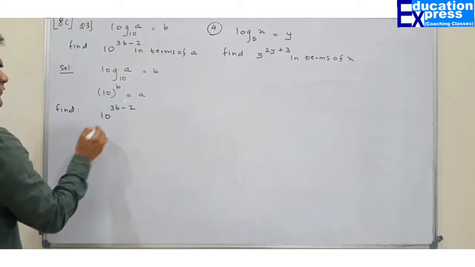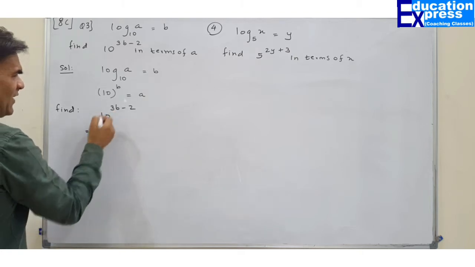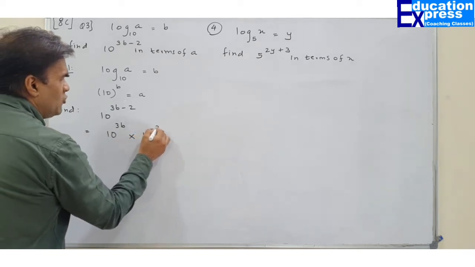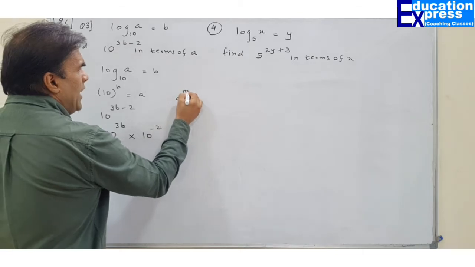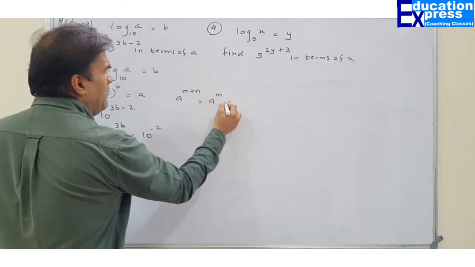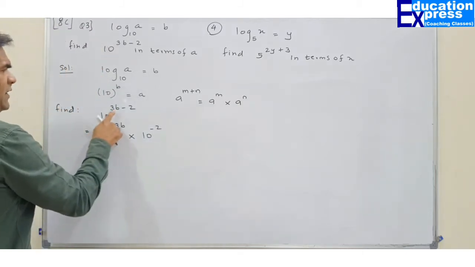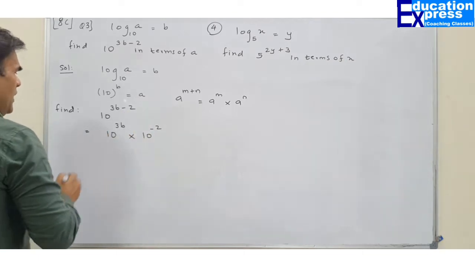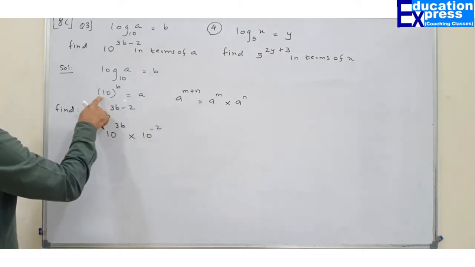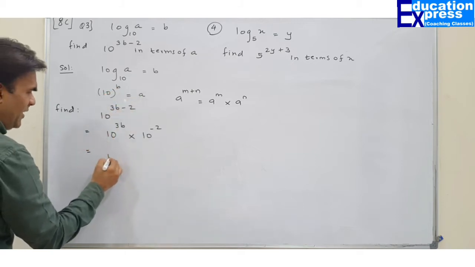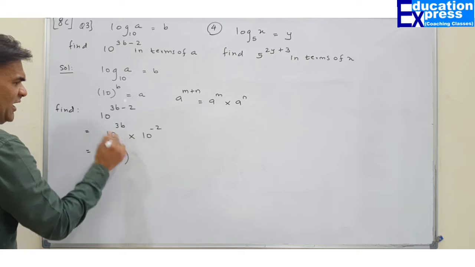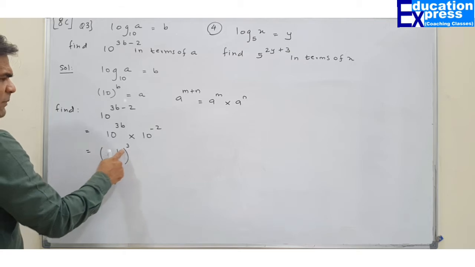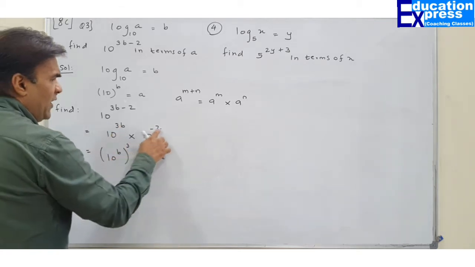Now this is in the complex form. Using the laws of indices, we can write this as 10 raised to 3b multiplied by 10 raised to minus 2. As we know, a raised to m plus n can be written as a raised to m multiplied by a raised to n. So 10 raised to 3b minus 2 can be written as 10 raised to 3b multiplied by 10 raised to minus 2. Now since we have the value of 10 raised to b as a, this can be written as 10 raised to b, and this 3 we will put outside the bracket, so that the resulting number is 10 raised to b the whole cubed, multiplied by 10 raised to minus 2.